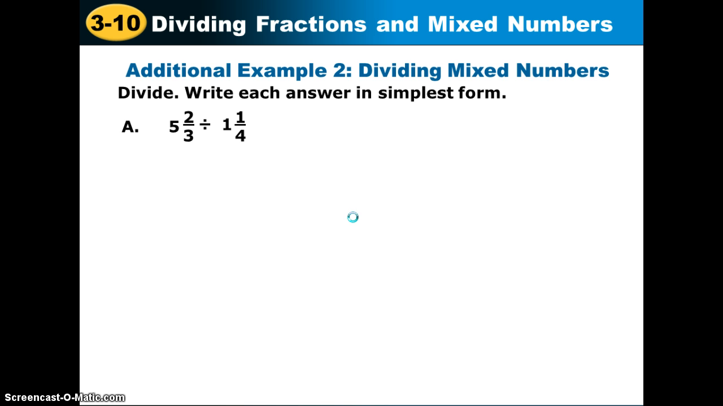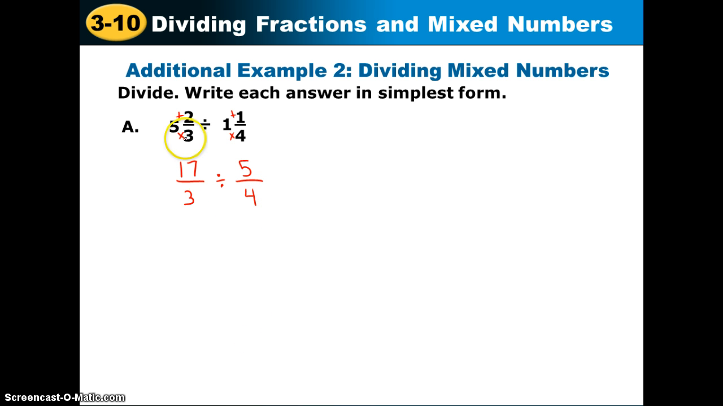Now here is an example that includes mixed numbers. Again, before we do this, we are going to convert all mixed numbers to improper fractions. 3 times 5 is 15, plus 2 is 17/3, divided by 4 times 1 is 4, plus 1 is 5/4.